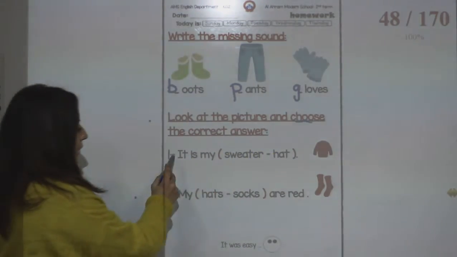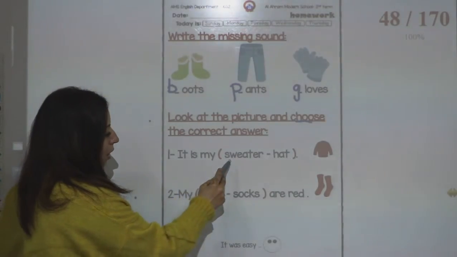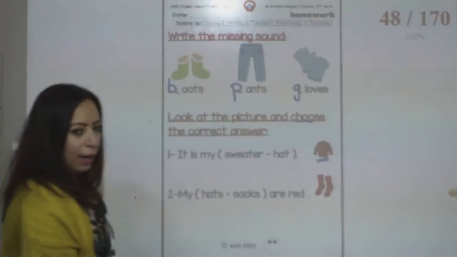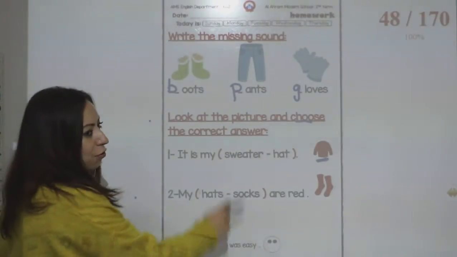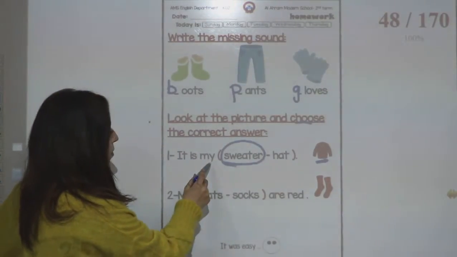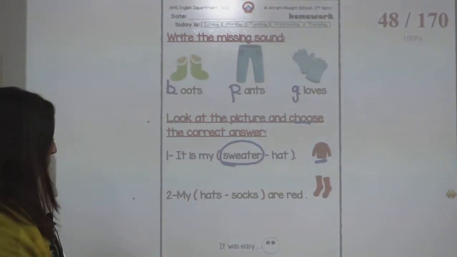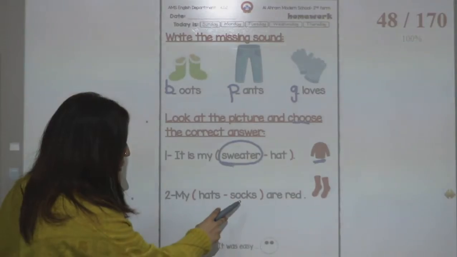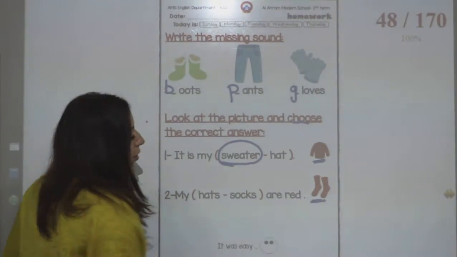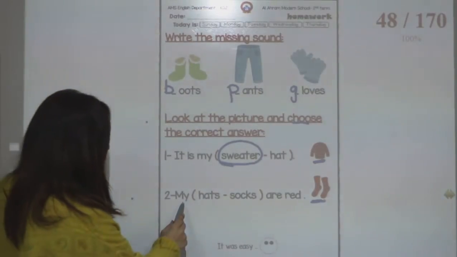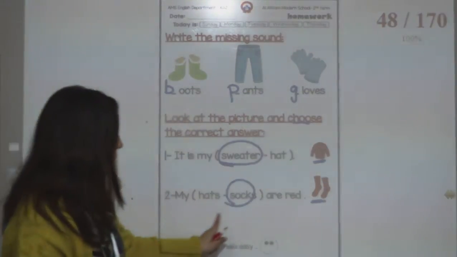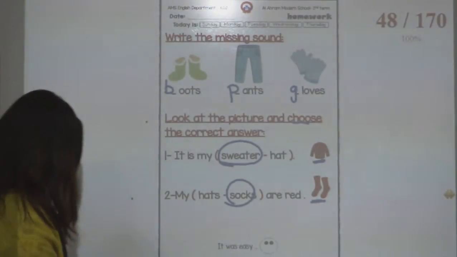Here, look at the picture and choose the correct answer. Number one. It is my sweater or hat? This one is sweater or hat? It's sweater. So I'm going to choose the word sweater. It is my sweater. Number two, my hat or socks are red. What are these? Socks. My socks, so you're going to choose socks. My socks are red.